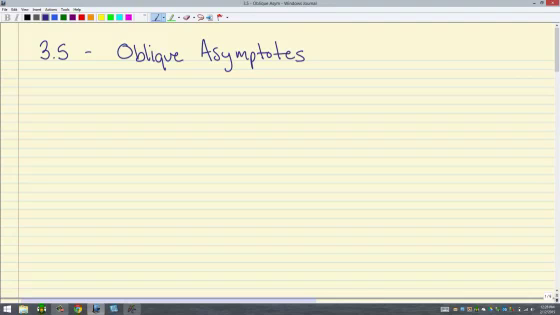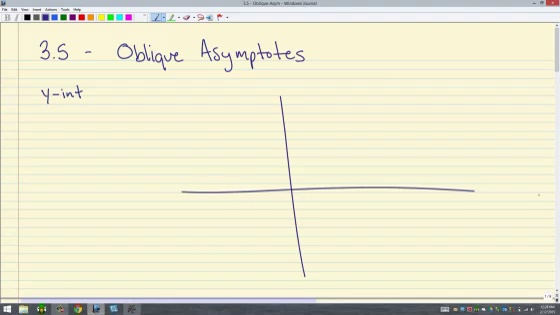This is the last section in Chapter 3, so it's 3.5, Oblique Asymptotes. And up to this point, when we've talked about a function and its graph, we've identified certain characteristics. So you're very familiar with the y-intercept and how to plot a y-intercept, and also you should be familiar with how to find a y-intercept. You plug in f of 0 and that'll give you your y-intercept.